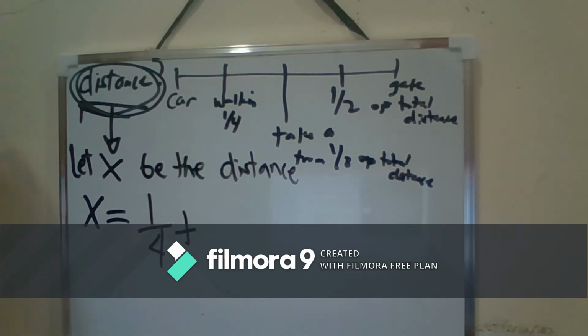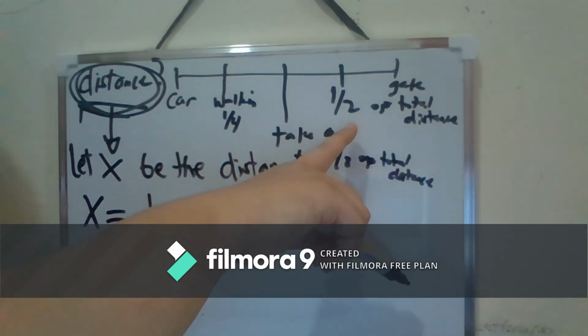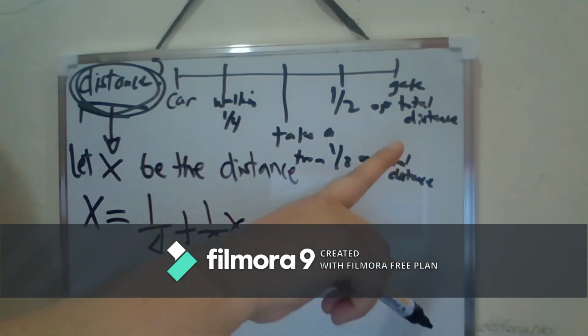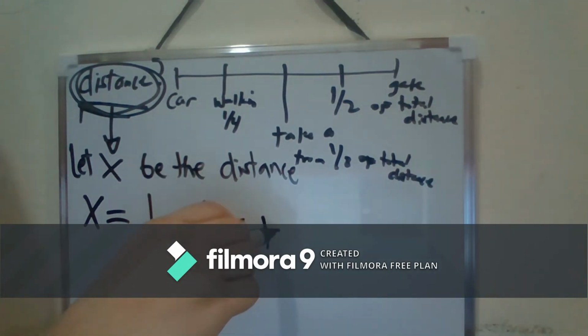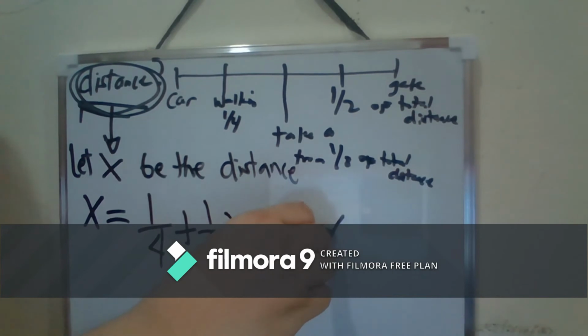And then it says take tram 1/3 of the total distance. So it means, if x is our distance, the total distance, then 1/3 of that x. Alright? So 1/3 of x. Then, and take monorail 1/2 of the total distance. So another addition. Then again, you have there 1/2 of total distance. So again, since x is our distance, then 1/2 of x.